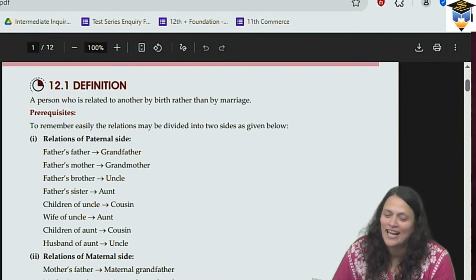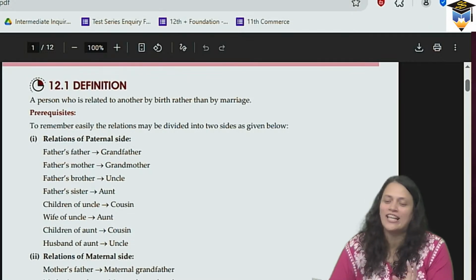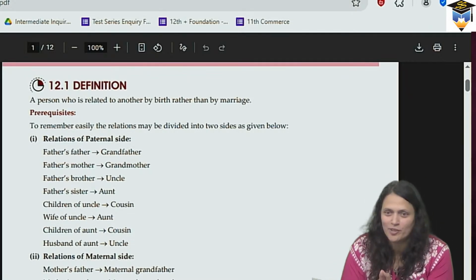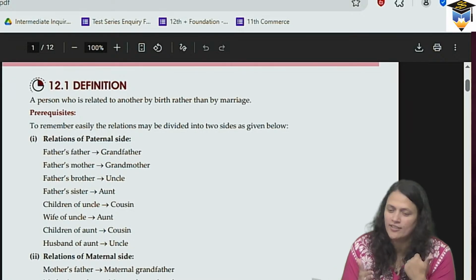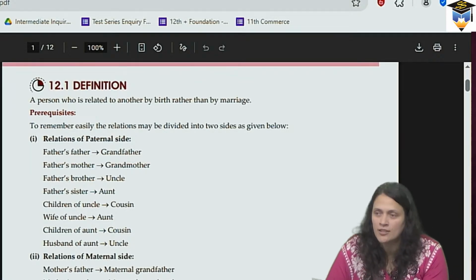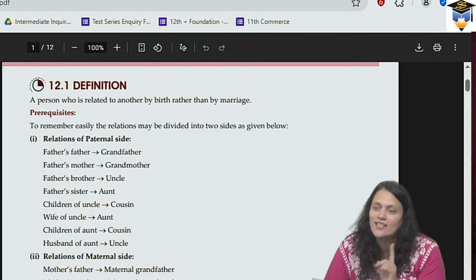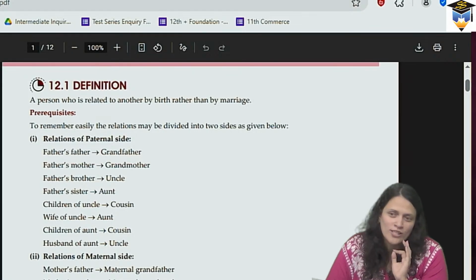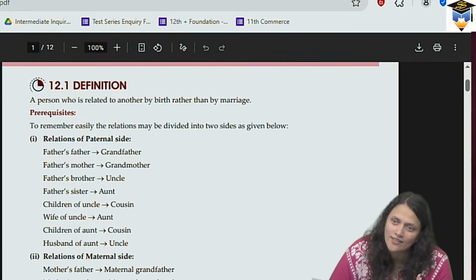Okay. So now the prerequisite which they have given in the textbook is you should know the relations from your paternal side. Your father's father will be your grandfather. Father's mother is your grandmother. Father's brother is your uncle. Father's sister is your aunt. So who is father's sister? In Hindi, who is your father's sister?